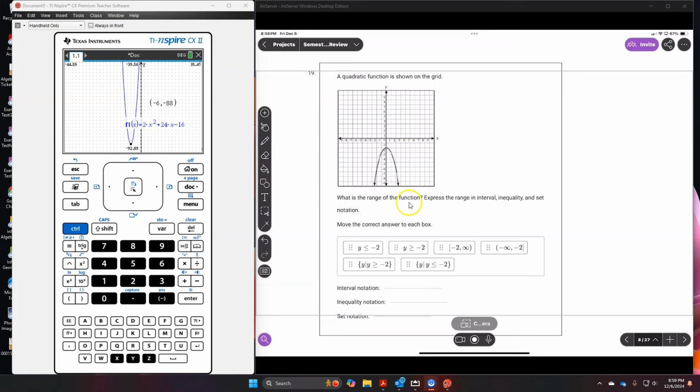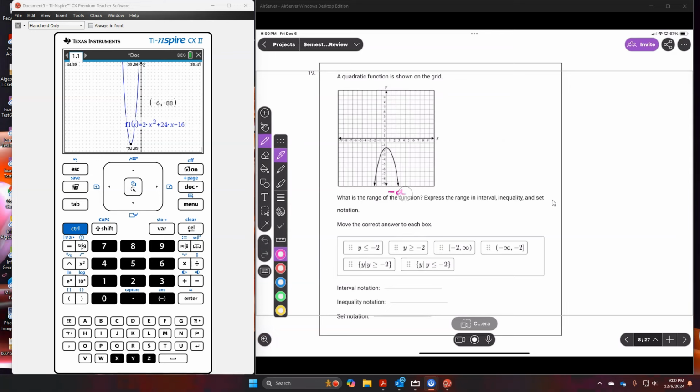A quadratic function is shown in the grid below. What is the range of the function? So the range of the function goes from the lowest, which in this case is -infinity, to the highest, which is -2. So it's bracket -infinity, comma, -2, and it is bracket. This is parentheses. That's what I meant to say by parentheses. So this would be the interval notation. Remember, with infinity, you will have a parentheses.